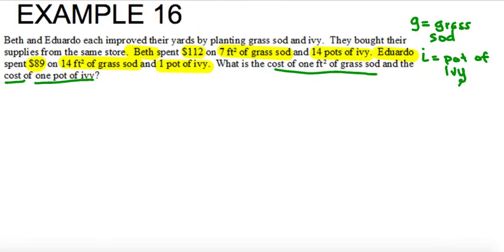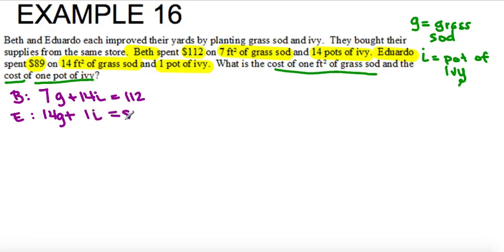Okay, so now we set up our two equations. I know Beth gets an equation and Eduardo gets an equation. Okay, so Beth spent money on 7 square feet of grass sod, so 7G, plus 14I equals, and she spent $112. And then Eduardo spent money on 14 square feet of grass sod, so 14G, plus 1 pot of ivy, so 1I equals $89.